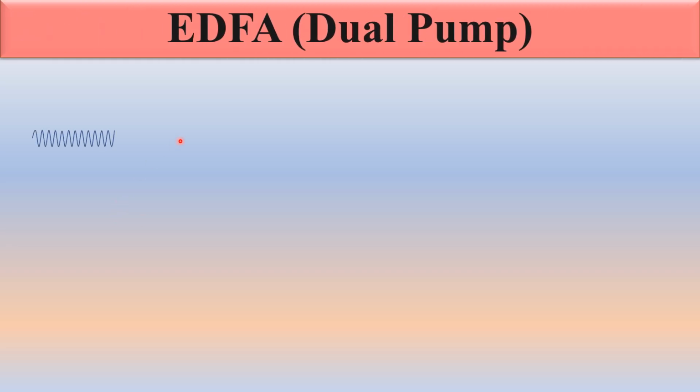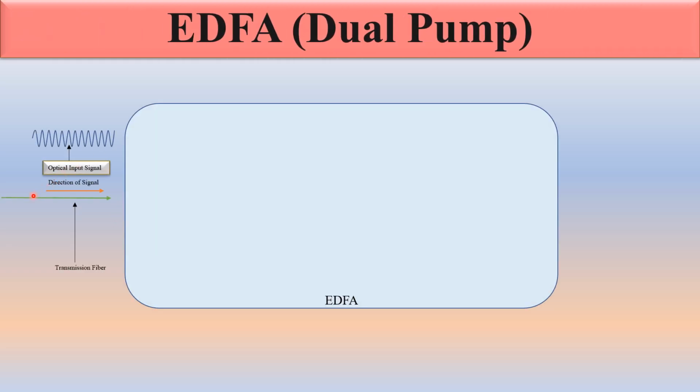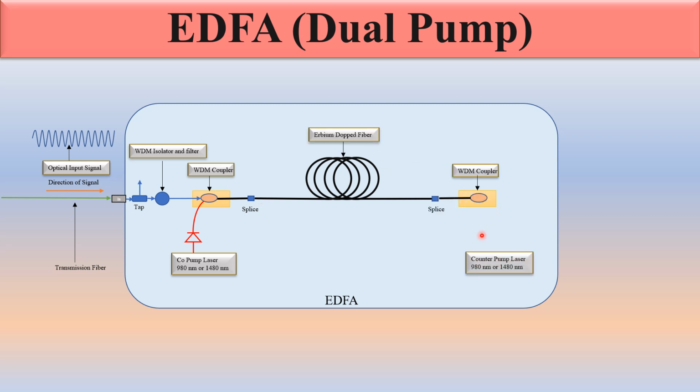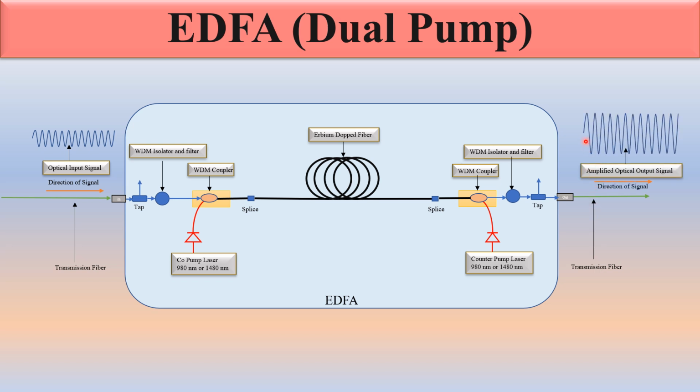Now dual pump. You can see this is the optical signal. This is the direction of the signal and the transmission fiber. The signal is going inside. Here the WDM, isolator and filter. Here this is the WDM coupler. Here you can see there is the laser pump. This is the erbium doped fiber. Here you can see this is the counter pump laser. So you can see we are using laser pumps in both directions, in the direction of the signal and in the reverse direction of the signal. So this is called dual pumping. Out, transmission fiber, direction of signal, and you can see this is the amplified signal.